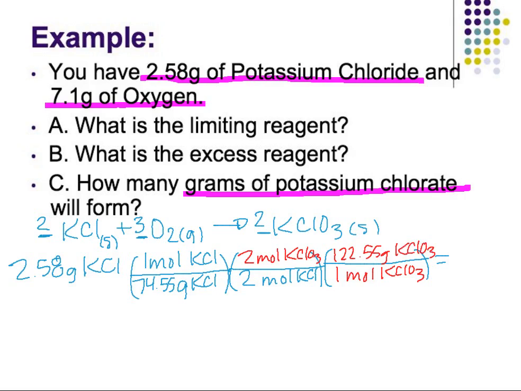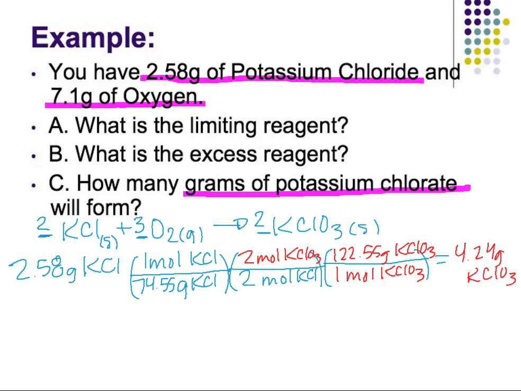Well, I added up potassium from the periodic table, which is 39.10, plus chlorine from the periodic table, which is 35.45, and 3 oxygens at 16 to get my 122.55. Alright, so I've got some math to do. 2.58 divided by 74.55 times 2 divided by 2 times 122.55 gives me a final answer of 4.24 grams of KClO3.